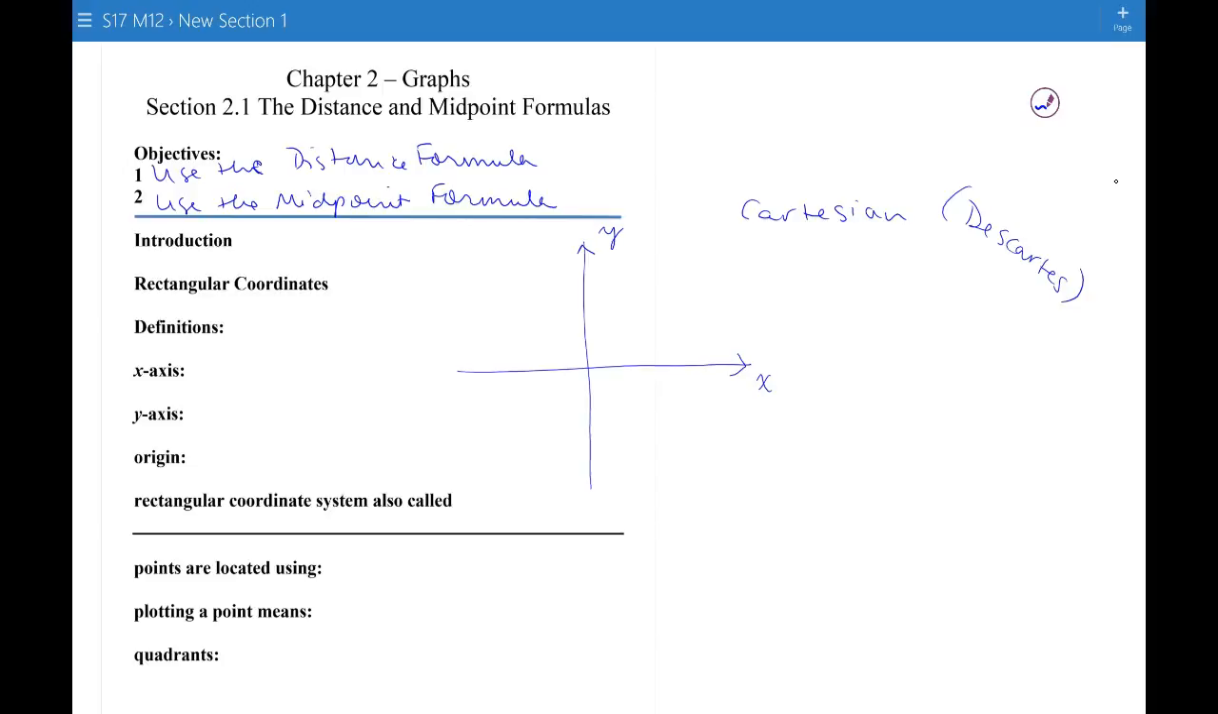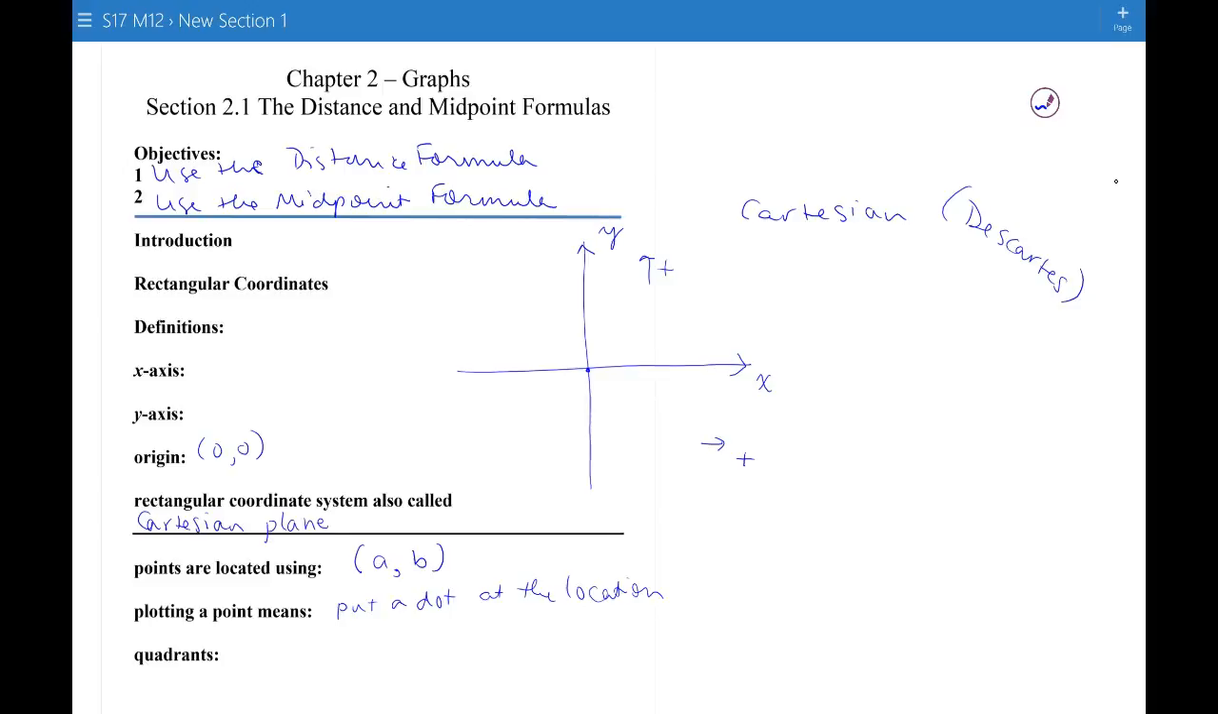So we need some definitions. The x-axis we're going to call the horizontal axis, the y-axis the vertical. The origin is the point 0, 0. And we say this is the positive x direction and this is the positive y direction. As I said, this is also called the Cartesian plane. Plane goes infinitely in two directions. Points are located using two coordinates, like A, comma, B. And plotting a point means put a dot at the location of the two coordinates.